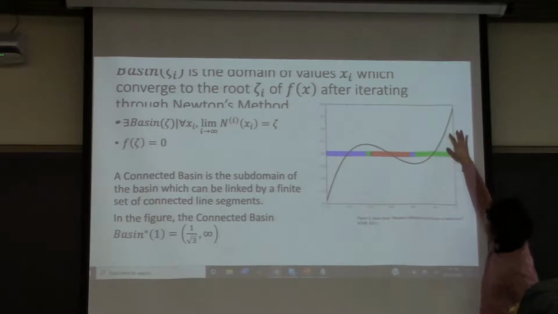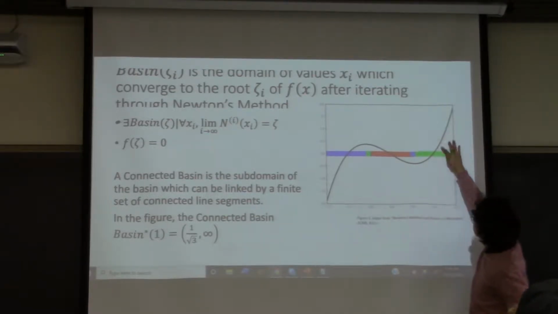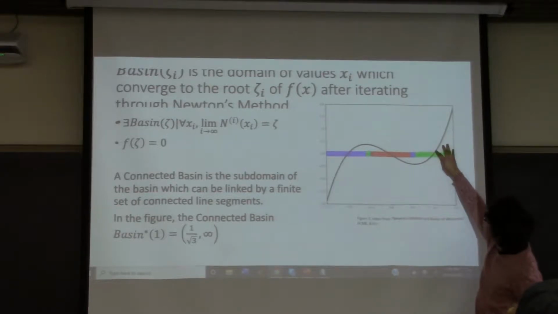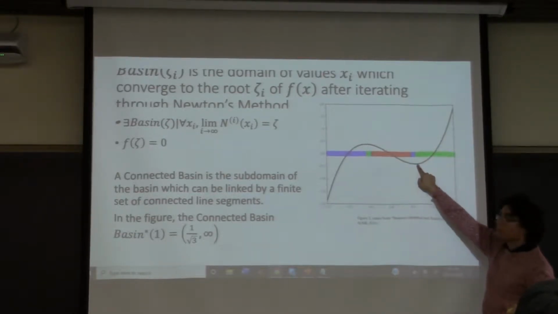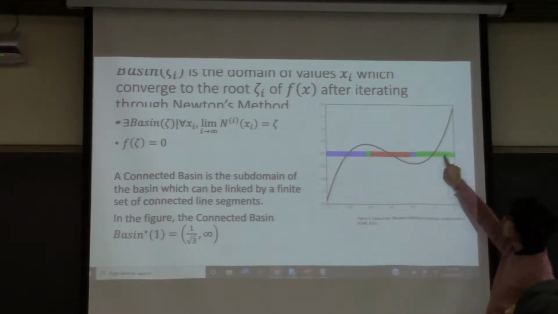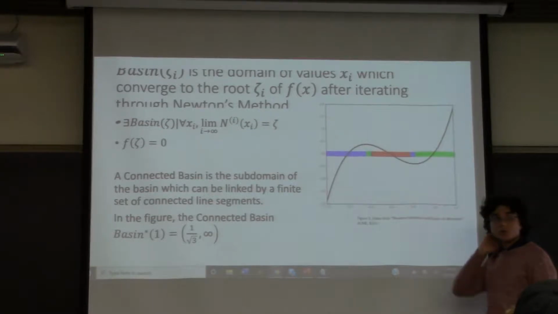You start here, you go there, and the tangent line, the derivative, is going to point you this way. You start here, and it points you, and it points you. And the same thing here. Anything here right after the critical point will lead you to the right, which will then give you a way to get into the root here. Does that make sense?